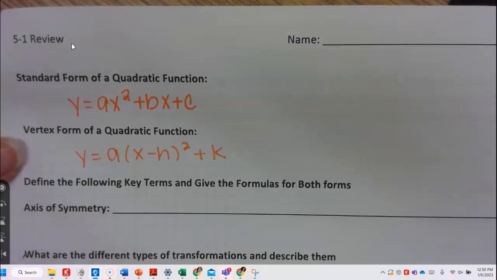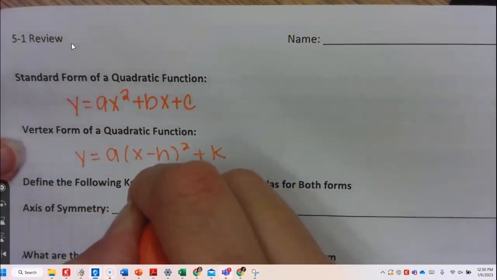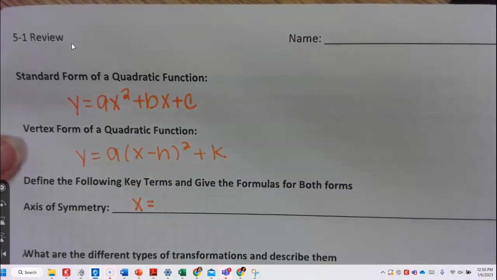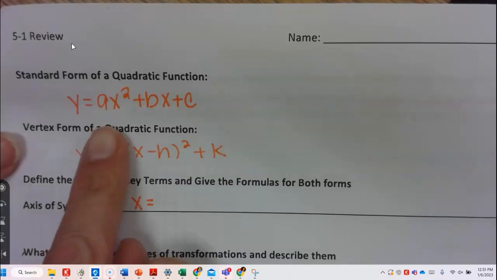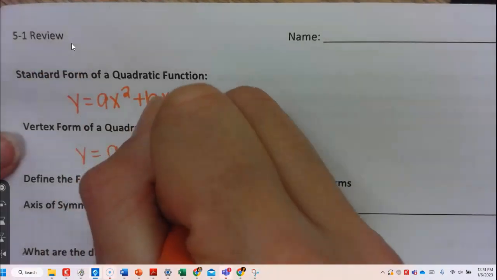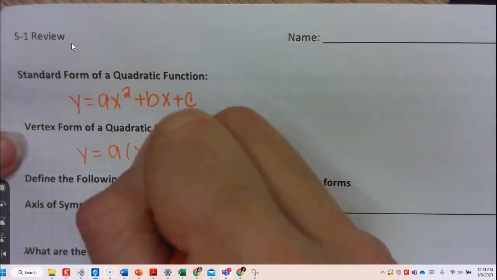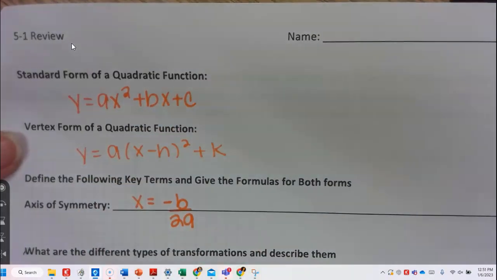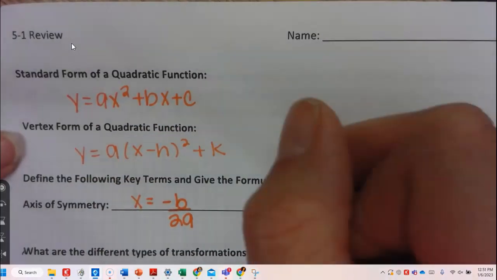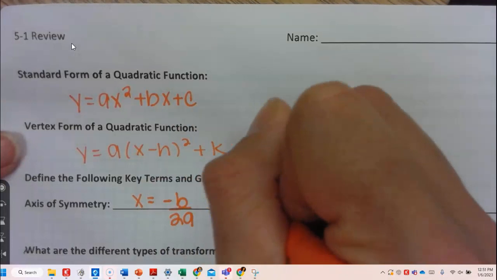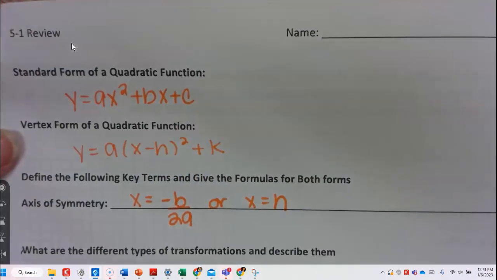All graphs are going to be symmetric through an equation. That equation will always be x equals. If you are in standard form, then it is negative b divided by 2a. And if you are in vertex form, then it will be x equals h.